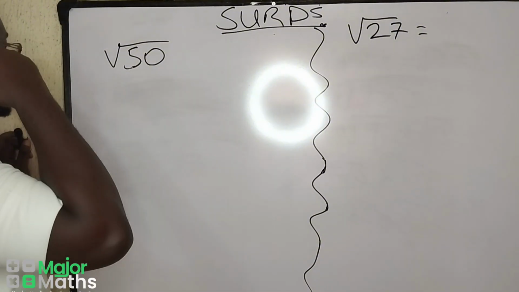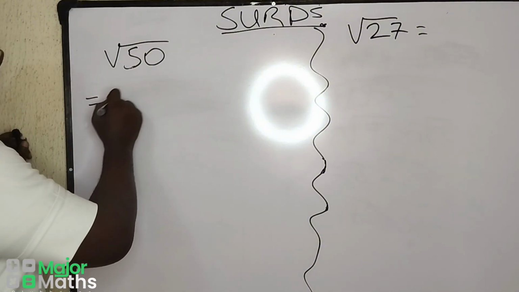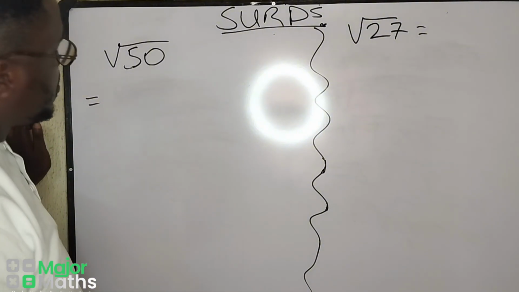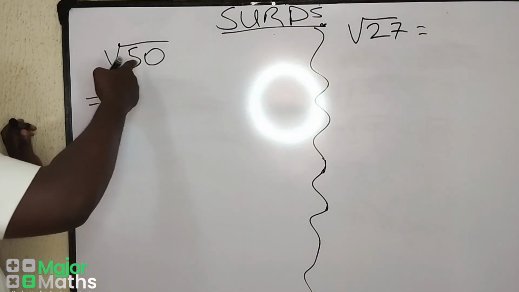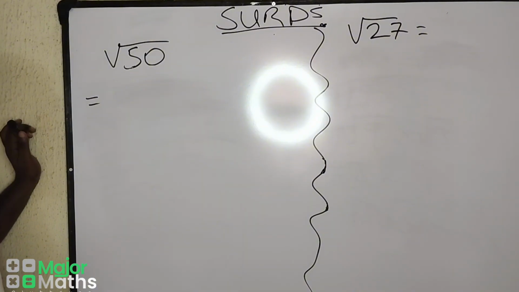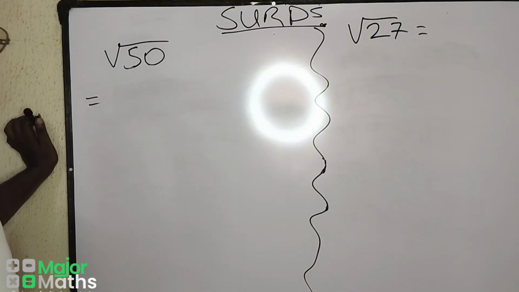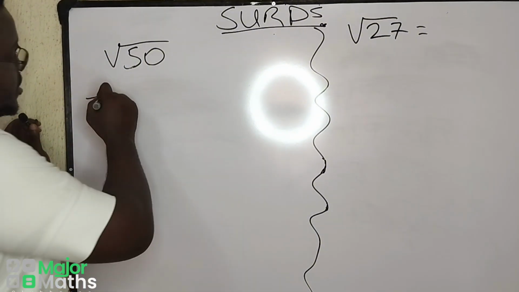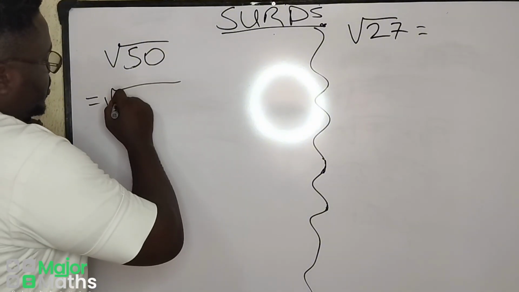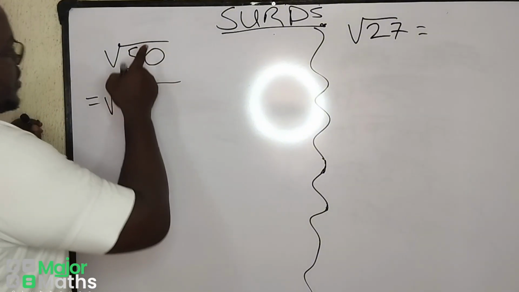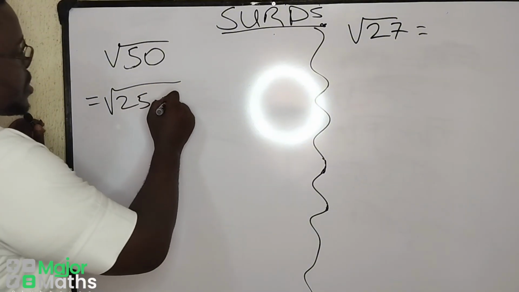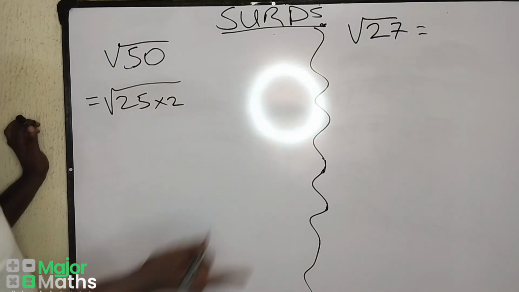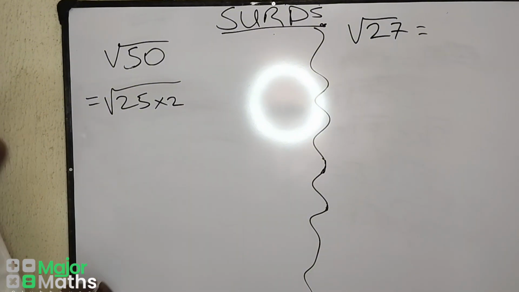So we are trying to break it down. By breaking it down, we'll break it down into its factors. So we'll find the highest factor that is also a perfect square. One of the factors will have to be the highest factor that is also a perfect square. So in this case, it will be 25 times 2, because 25 times 2 will be 50, right? Okay.